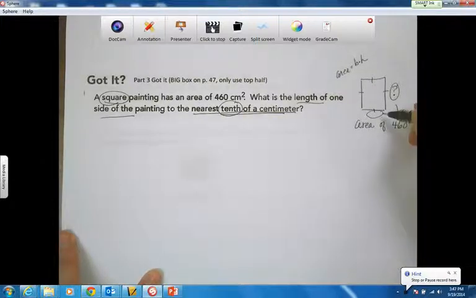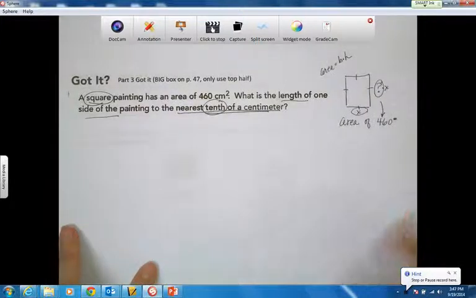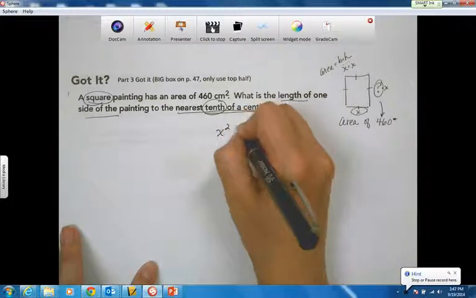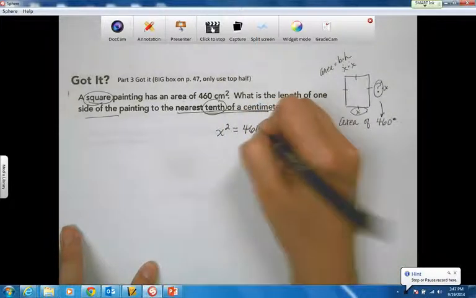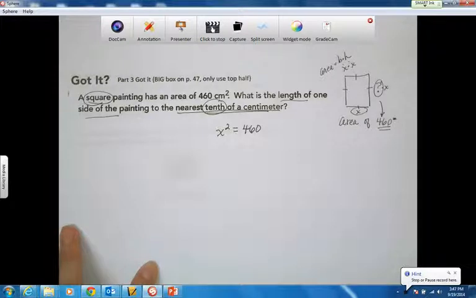So if I go ahead and change it to a variable, I could say this is x and this is x. And I want x times x, which, if I put an x times an x, that is x squared. So x squared equals 460, which is the area. Okay, so now I'm just going to go ahead and do the square root of each side, like I was doing a second ago. So square root of this and square root of that.